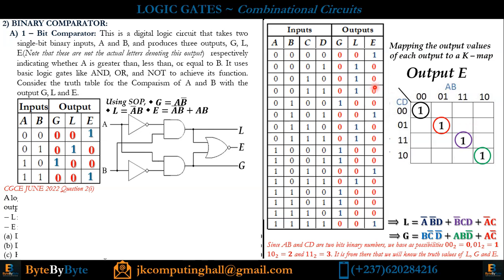For the black, AB 0, 0, 0, 0. So this black will give me A bar, B bar, C bar, D bar. This one will give me A bar, B, C bar, D.